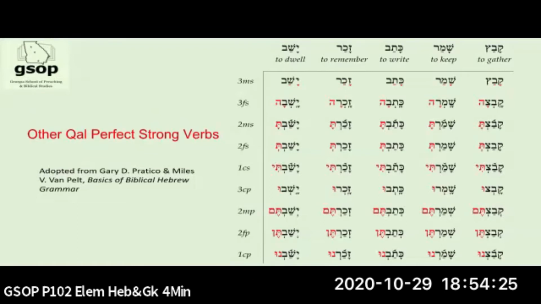So that's how I know to pronounce it yashva instead of yoshva. That's how I know to pronounce it zakra instead of zokra. That's how I know to pronounce katva instead of kotva, or shamra instead of shomra, or kavtsa instead of kovtsa. And that's a long time just to point that out.